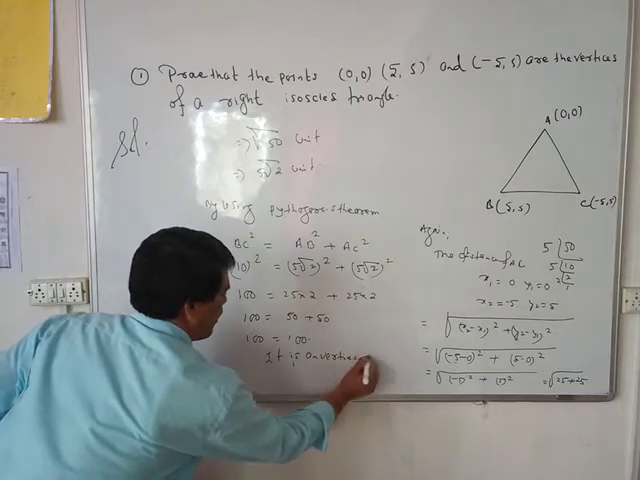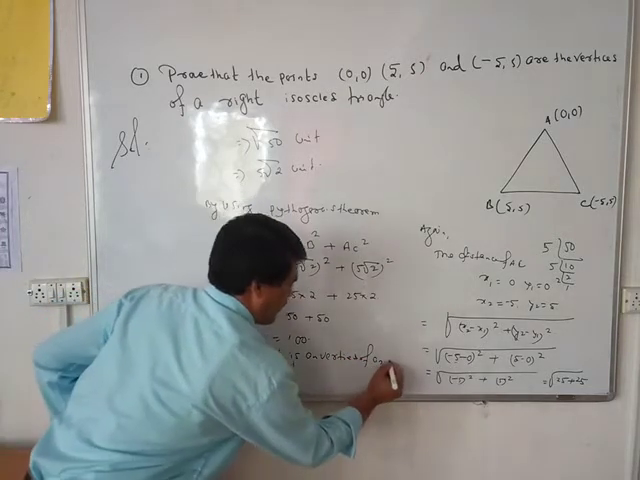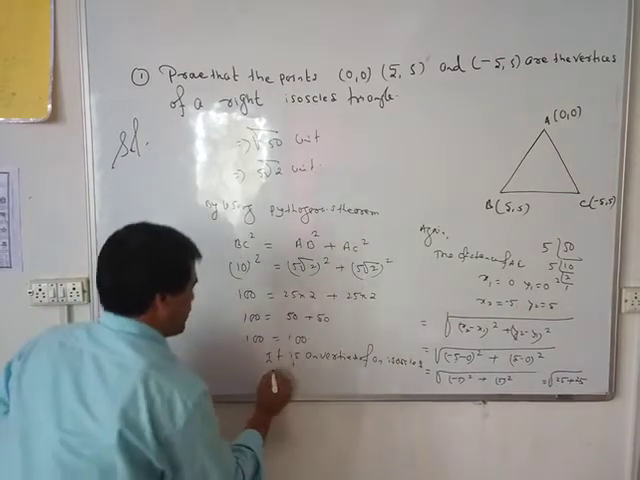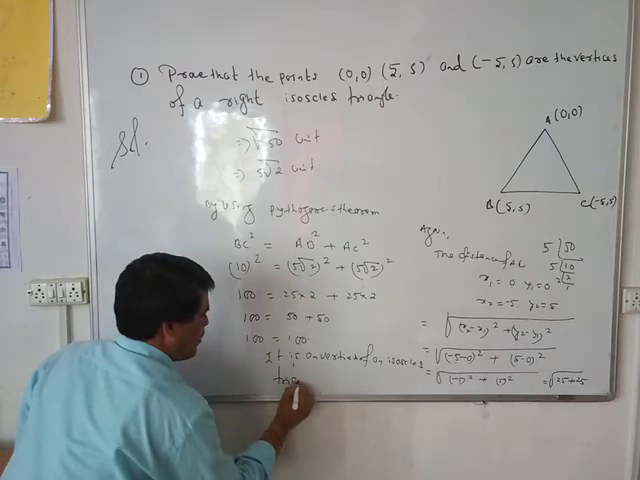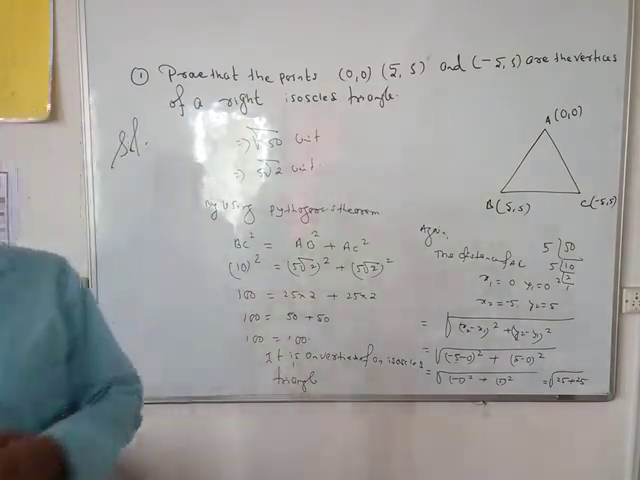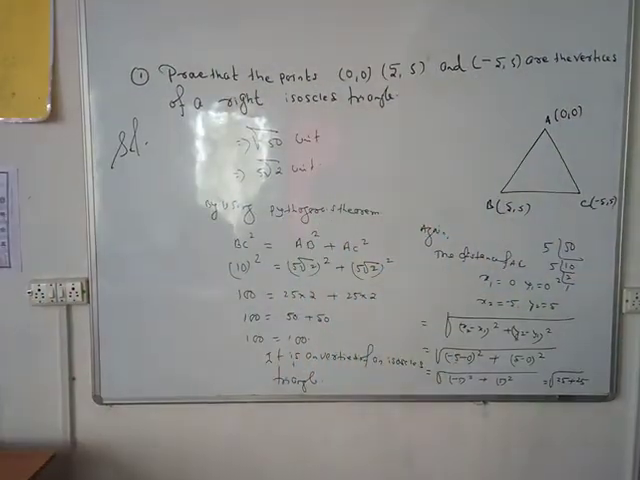Therefore, it is the vertex of an isosceles triangle. Okay. Then after that you have to go to the next question.